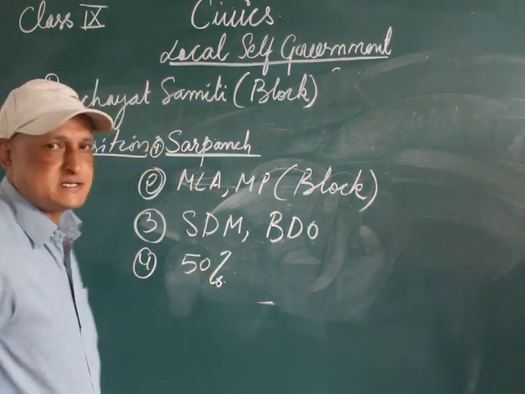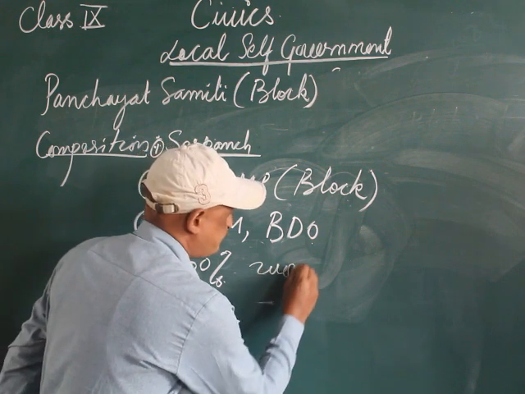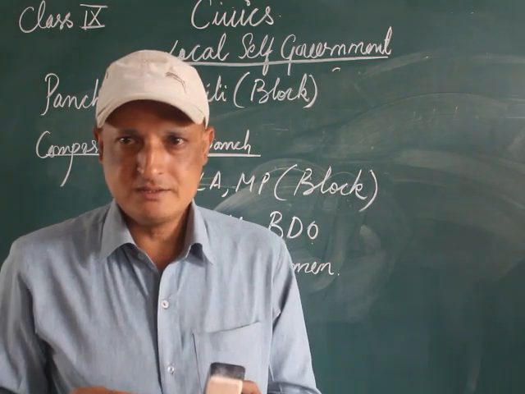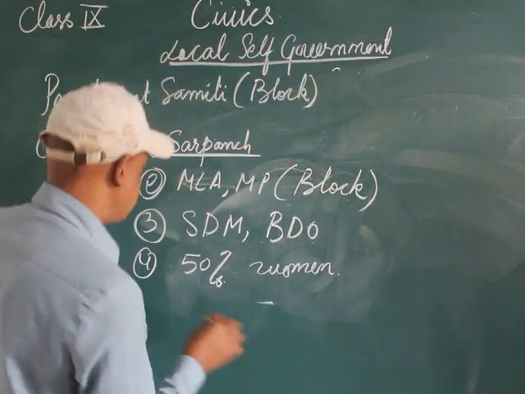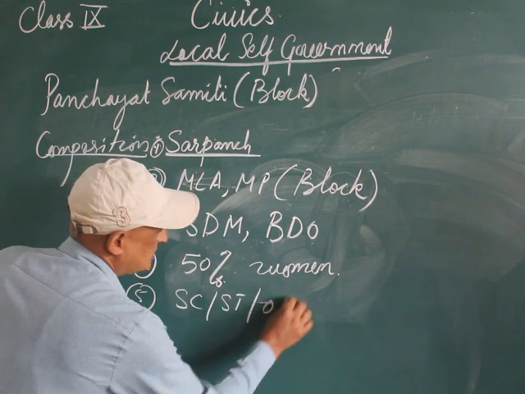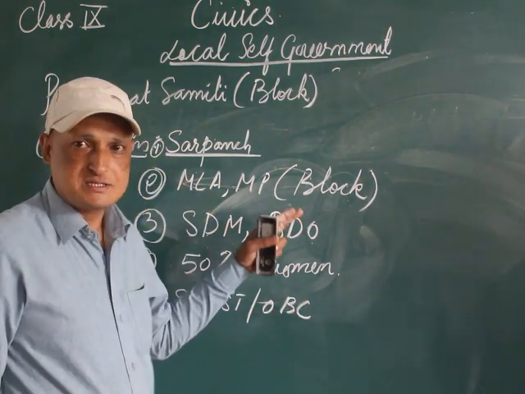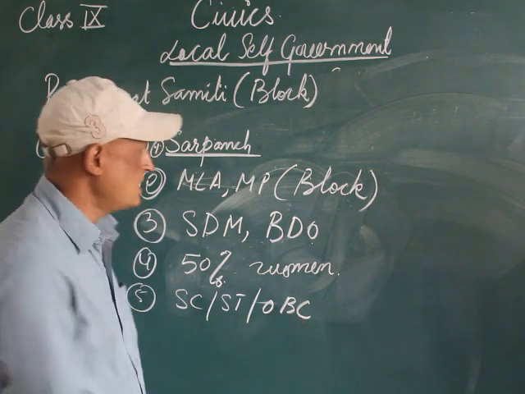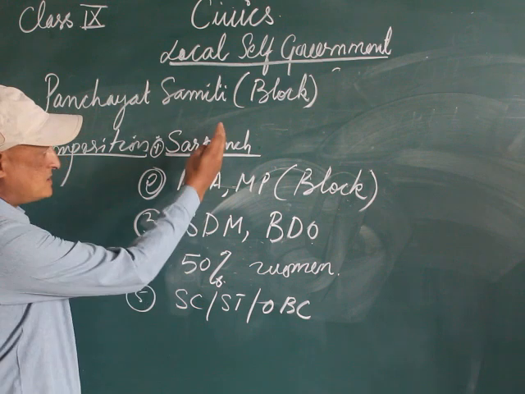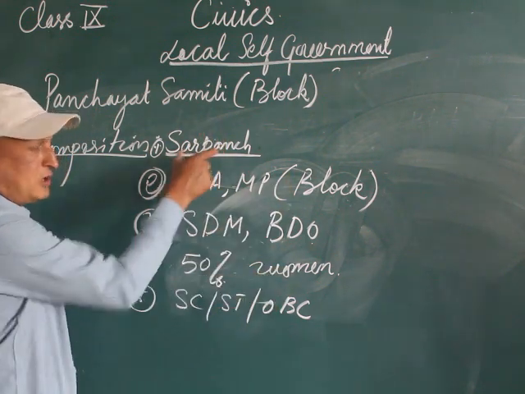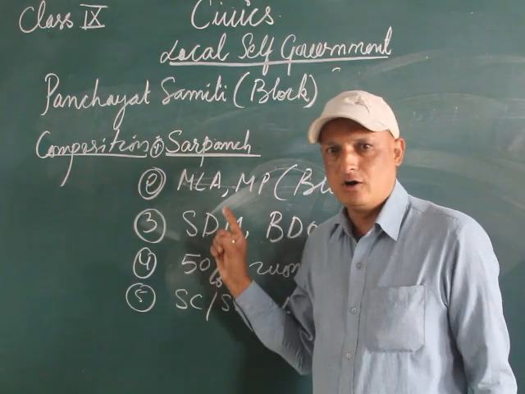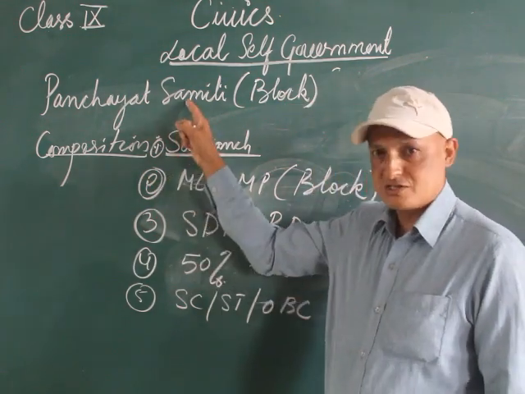50% of the seats are reserved for women, and there are seats reserved for scheduled caste, scheduled tribes, and other backward communities. So they also get a reservation in the Panchayat Samiti. Clear or not clear? Sarpanch, briefly you need to know, all the sarpanches of the different villages within that block are the members of the Panchayat Samiti.